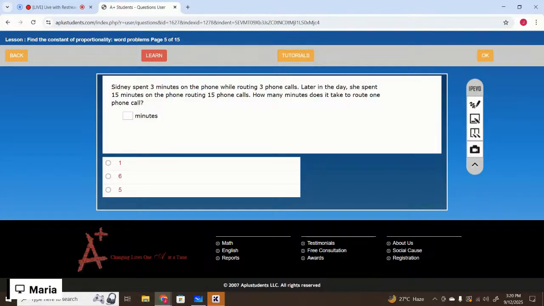Sydney spent 3 minutes on the phone while routing 3 phone calls. Later in the day, she spent 15 minutes on the phone routing 15 phone calls. How many minutes does it take to route one phone call? So, which is the correct option?